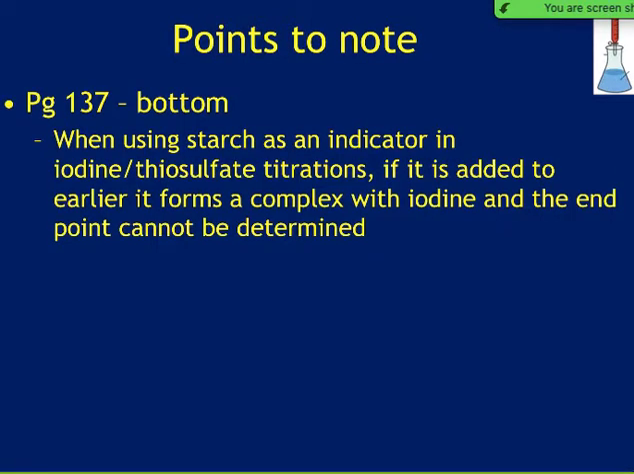And just our point, if you add it too early, it forms a complex. So starch, for want of a real basic way to describe it, kind of forms a cylinder, and the iodine will go inside the cylinder, and that's when you see the blue-black. But if you add it too early, then the iodine gets trapped in here and you can't titrate it. So it forms a complex with your iodine and your end point won't be determined.